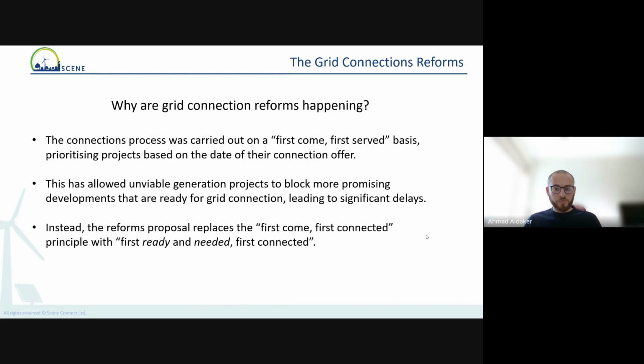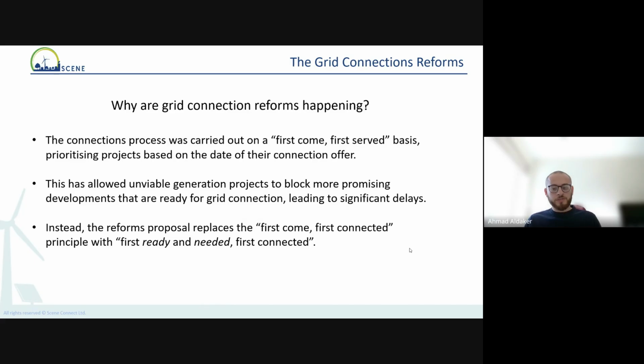Prior to the reforms, connections were set up on a first come, first served basis, where projects are prioritized based simply on when they applied to connect and when the date of connection offer is. What this has done is allowed unviable speculative generation projects to block more promising developments that are ready for connection, which has caused significant delays and increasing grid costs.